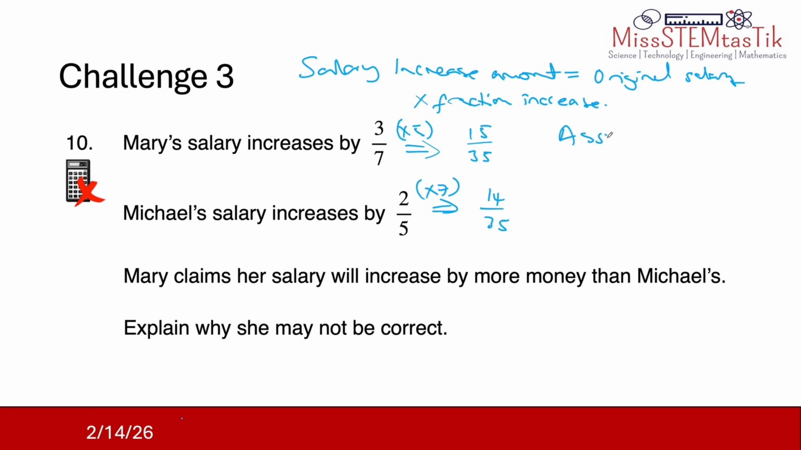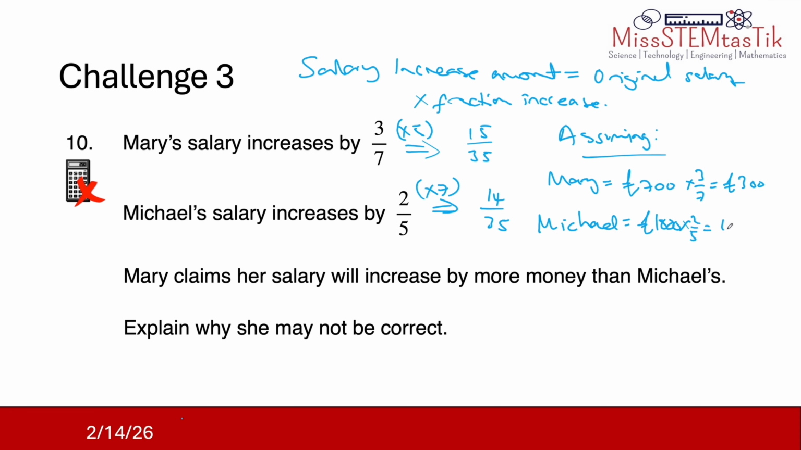So if we look at the two multipliers, we can see clearly that Mary's multiplier, her fraction, is greater than Michael's. Hers is 15/35. Michael's is 14/35. Is that enough to claim that Mary's salary increase will be greater than Michael's? There is one more factor that she hasn't considered, and that is the starting salary. If Mary's starting salary was greater than Michael's, then yes, her increase will be greater. But if Michael's starting salary, original salary, is far greater than Mary's, then no, Michael's increase will be greater.